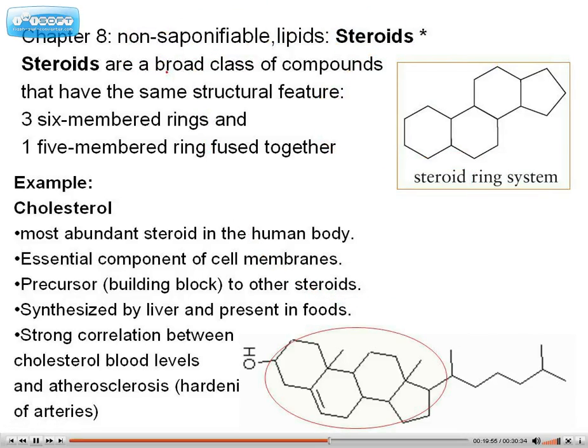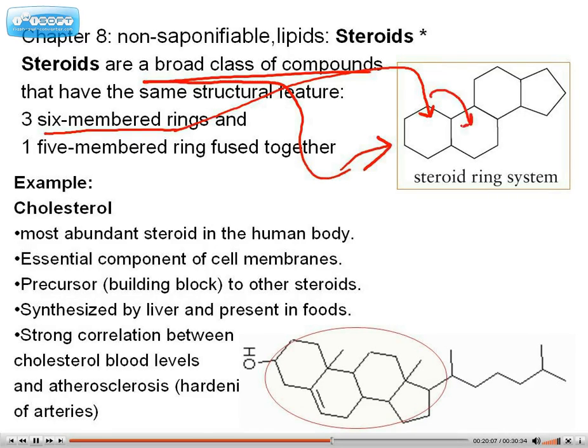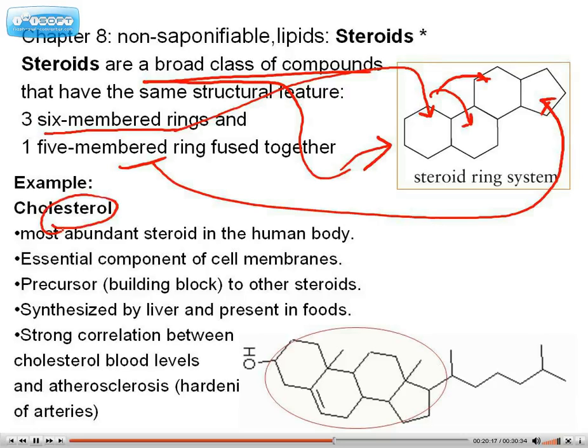Steroids contain the steroid ring system, so now you know from a biochemical point of view where we get the name steroid. And it's a broad class of compounds. It contains three 6-membered rings. Here are the three 6-membered rings in this form. And one 5-membered ring, all fused together. So here is a classic steroid. And you probably never knew this, but technically cholesterol is a steroid.